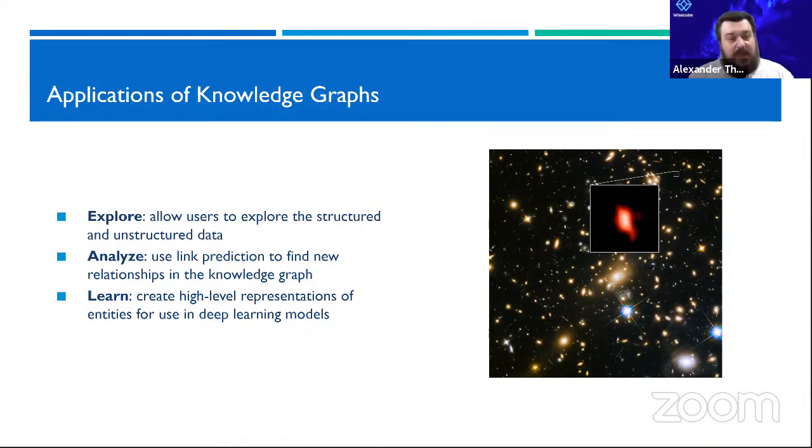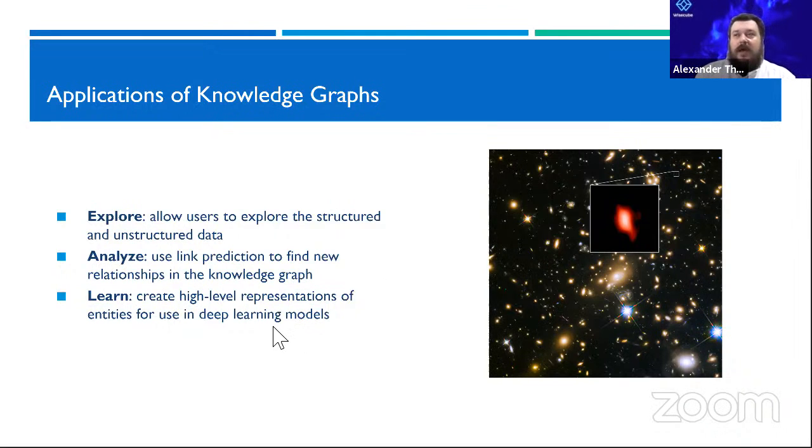So now that we have this graph, we can explore the data. We can go and look at the different topics. We can go and search through the documents. So we can now look at this combined data set of structured and unstructured data. We can analyze the graph itself to find new relationships.